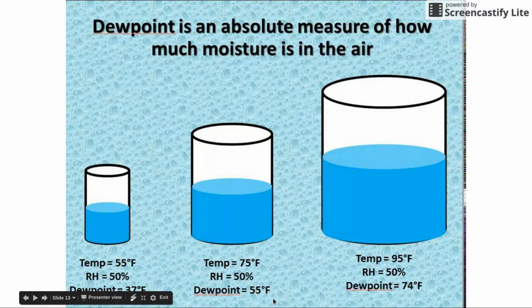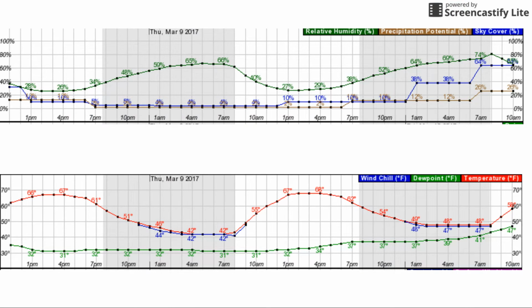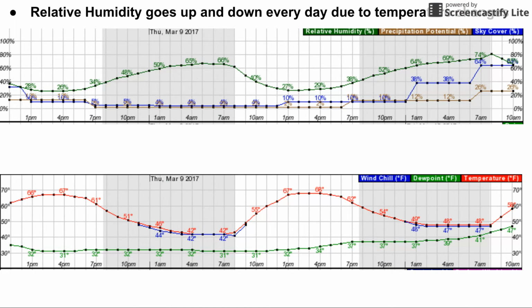So when I want to know the absolute humidity, I look at the dew point. And after years of looking at dew points, you start to get used to it and you get an idea of how certain dew points feel. So relative humidity goes up and down every day with temperature changes. If you look right here, this green line is the relative humidity.